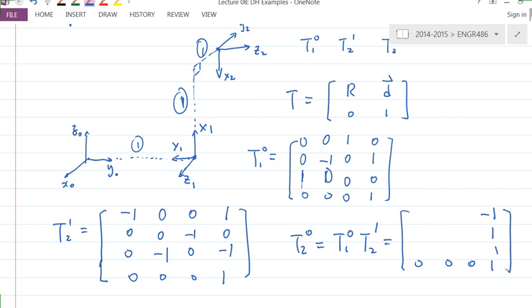Okay, but if you take a second look at this one here, the way the frames are assigned here, suppose this is some kind of robotic system. Do the frames assigned here satisfy the DH convention?